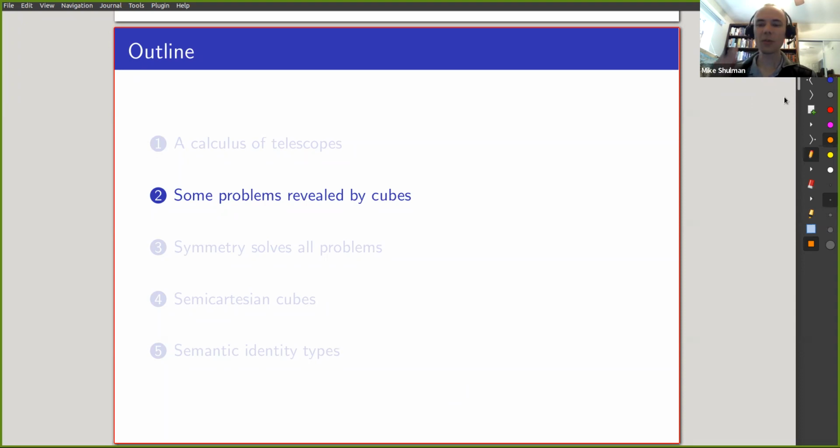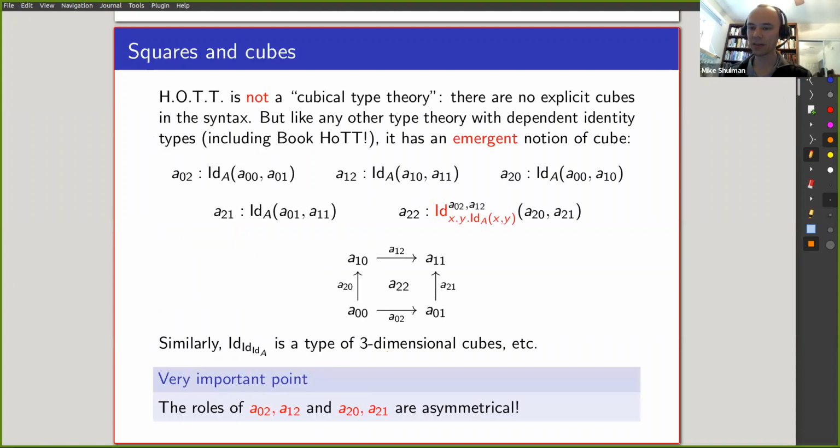So I said I want to convince you that we need this sort of symmetry operation. And so let's talk about the problems that explain why we need it, at least in the syntax for now. And these problems arise by considering a cubical structure that arises from our identity types. So I don't think it's appropriate to call this theory a cubical type theory, because it doesn't have dimension variables, it doesn't have explicit cubes in the syntax in any way, but it has an emergent notion of cube, which is the same as any other type theory that has dependent identity types, which includes actually Book HoTT.